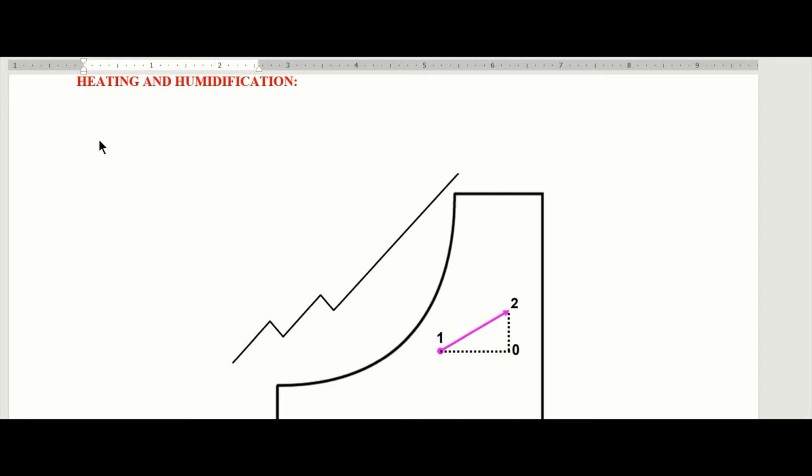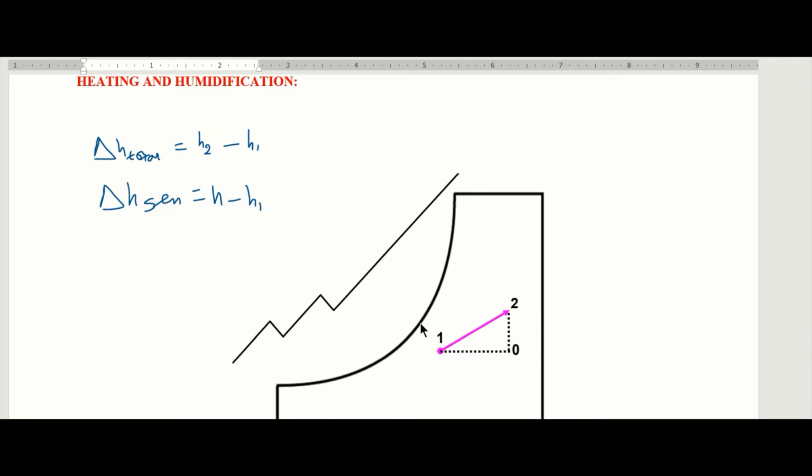For example, we can be asked to find the change in total entropy, which is equal to the entropy at the exit, H2, minus the entropy at the inlet, H1. Also, we can be asked to find the change in sensible entropy. This is equal to H, or the entropy, minus the entropy at the inlet, which is H1. Now you'll be wondering, how do I get these values?